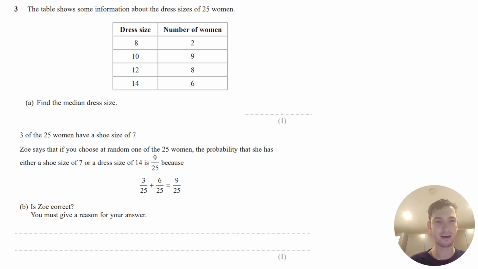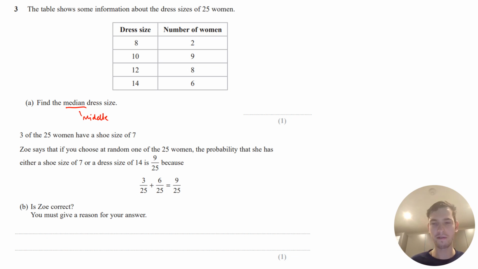Okay, next question. The table shows some information about the dress sizes of 25 women. And it tells me to find the median dress size. So I know that the median is the middle number. Now, actually, I think finding the median from a table is a little bit tricky. So I'm going to explain the long way of doing it, and then maybe you can see the shortcut. So the long way of doing it is just listing out all of the data that I've got.